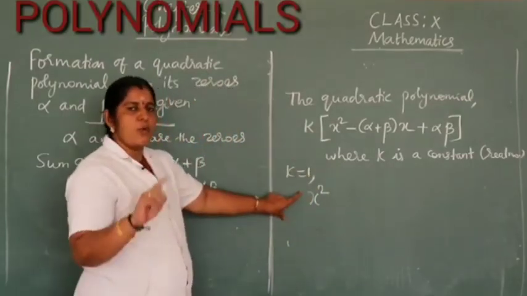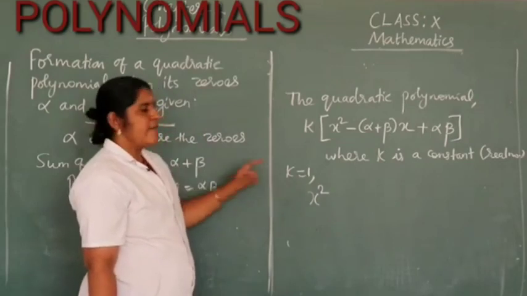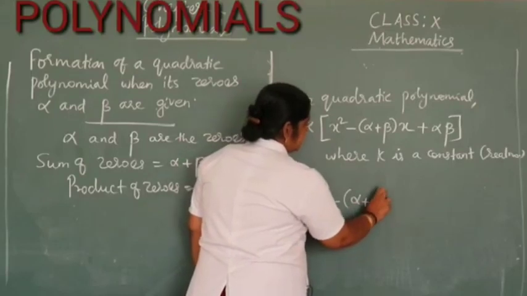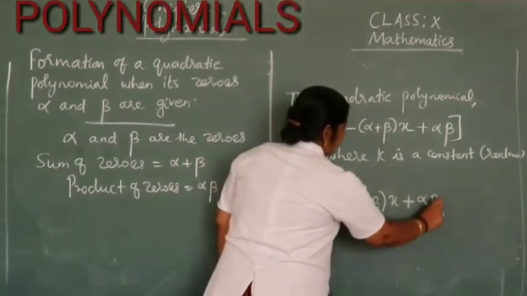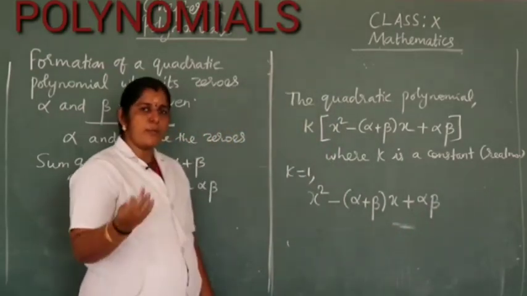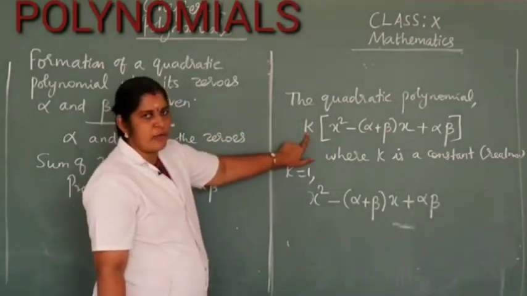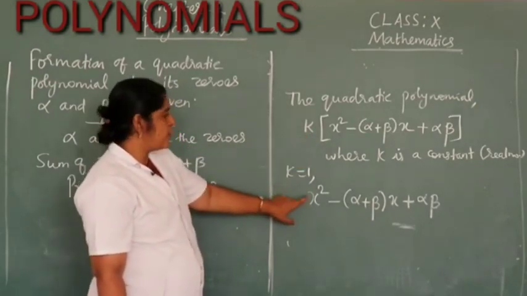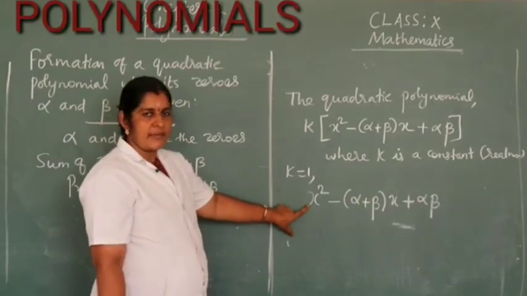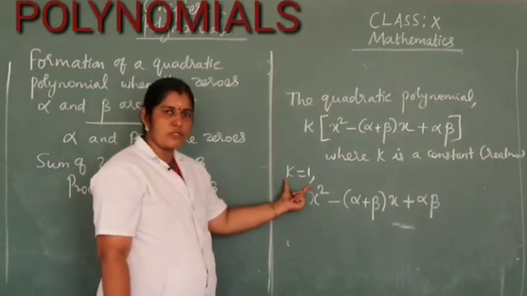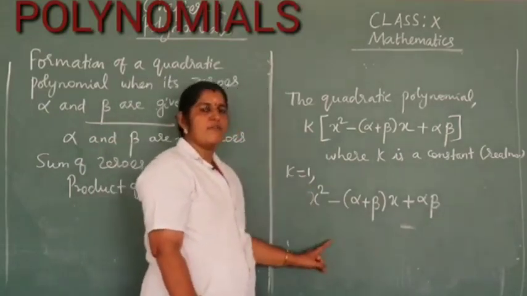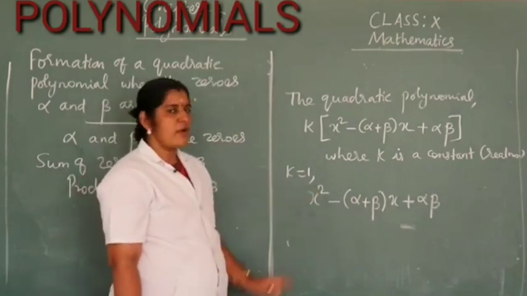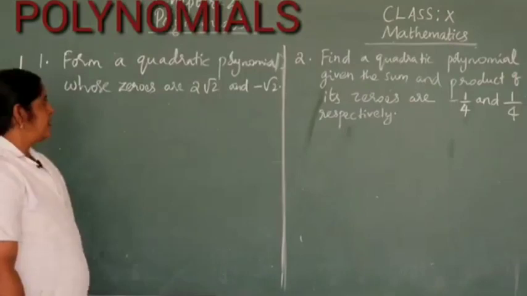You are asked to find one quadratic polynomial from the question. When the zeros are given, the general form will become x square minus alpha plus beta into x plus alpha beta. If you are asked to find more polynomials, we can give different values for k and we will get different polynomials. In your exercise also there is a question to find the quadratic polynomial for the given zeros, so you can assume k equal to 1 and use this formula. Now we can see some examples and form the quadratic polynomial when the zeros are given.